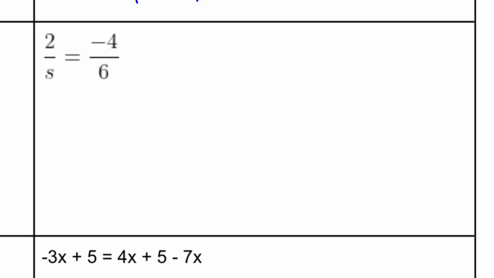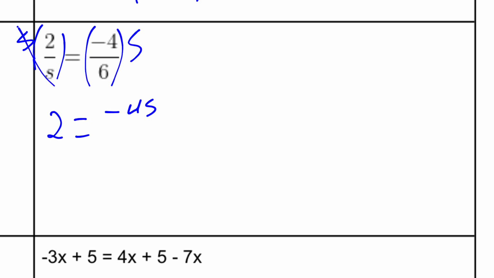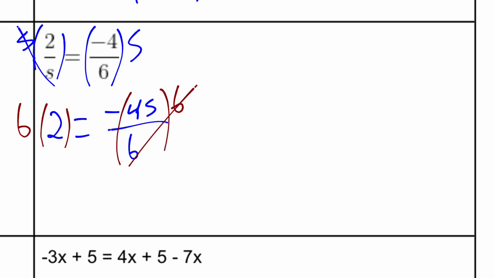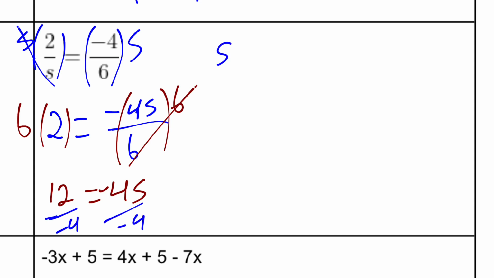So if we wanted to get s off the bottom of the fraction, we certainly could multiply both sides by s. Over here cancels out, and I have 2 is equal to negative 4s divided by 6. And I could work from there and multiply both sides by 6. This goes away. I have 12 is equal to 4s, or negative 4s. Divide by negative 4. S is equal to negative 3.